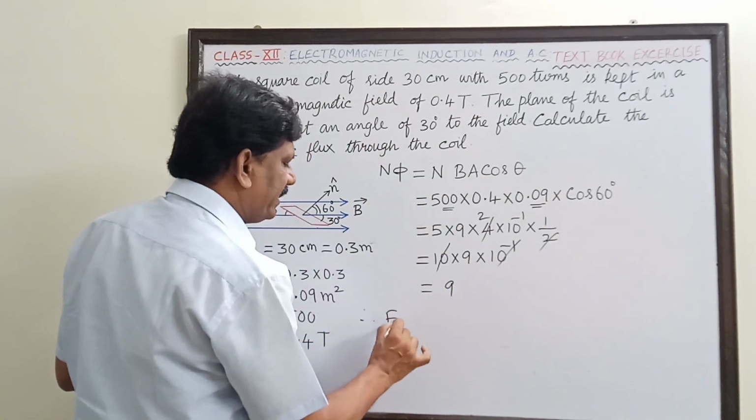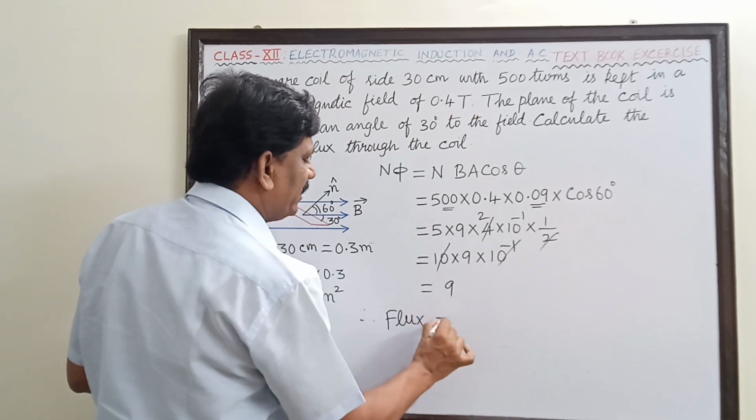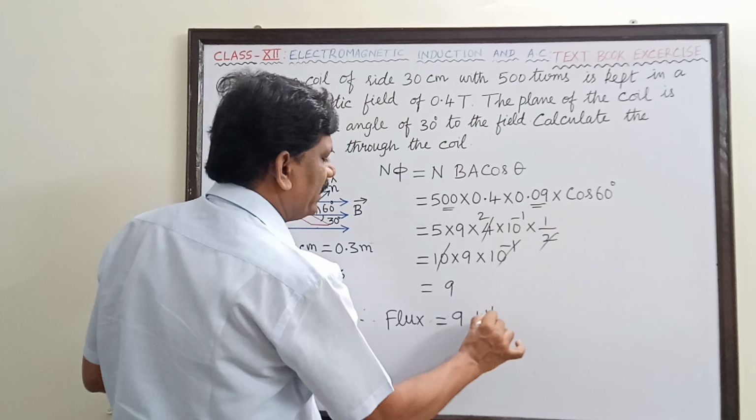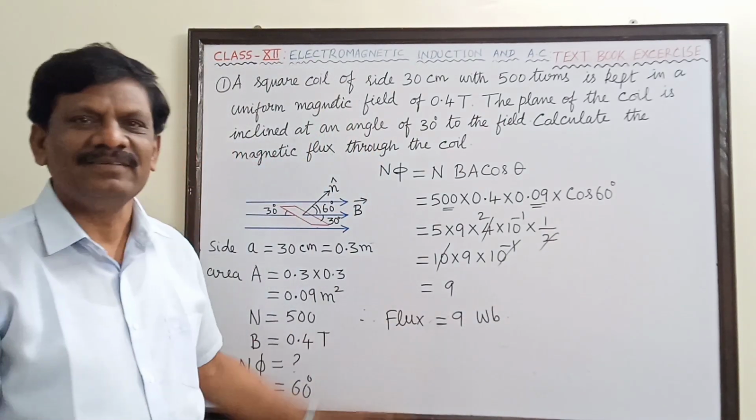Therefore the flux linked with the coil, N phi, is equal to 9 Weber is the answer. Okay? Have you understood? Okay, fine.